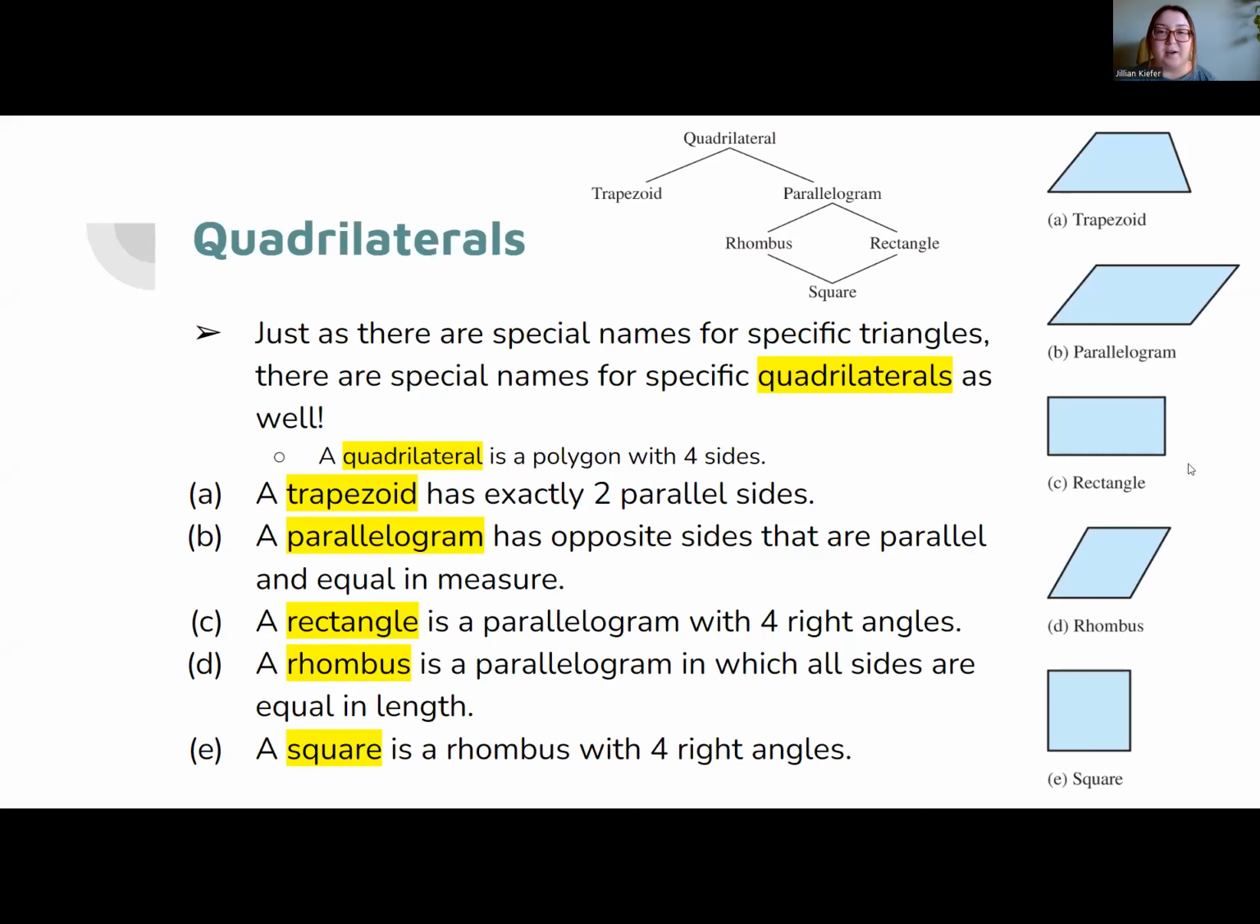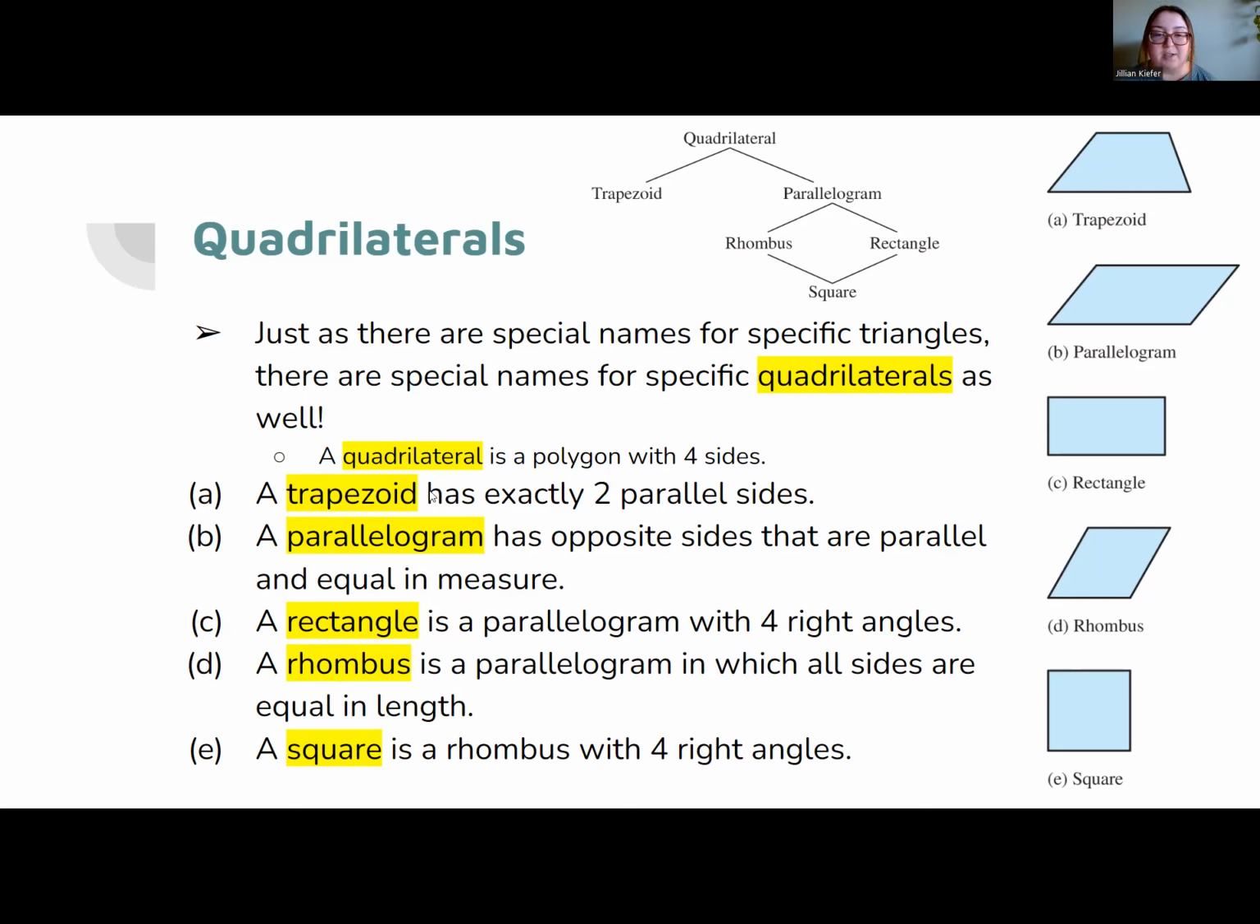So moving on from there, we can focus a little bit on quadrilaterals. Just as there are special names for very specific triangles, there are special names for specific quadrilaterals as well. A quadrilateral, remember, is a polygon with 4 sides. There are many different types of polygons with 4 sides.